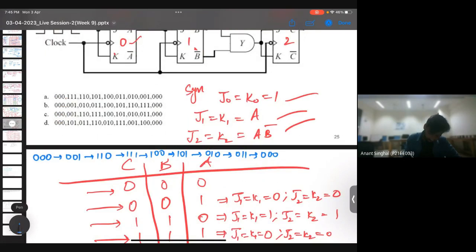So we have 0 0 0, then 0 1 1. We have these two, then 1 1 0, option C. So 1 1 1 1 0. Yeah, option C is the correct answer. Is it clear?